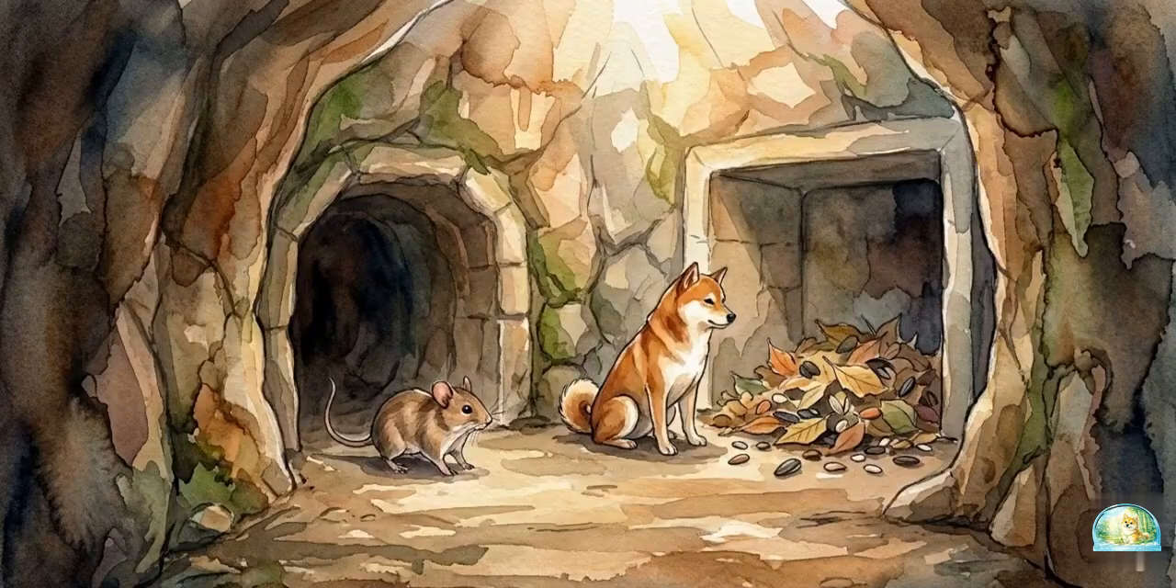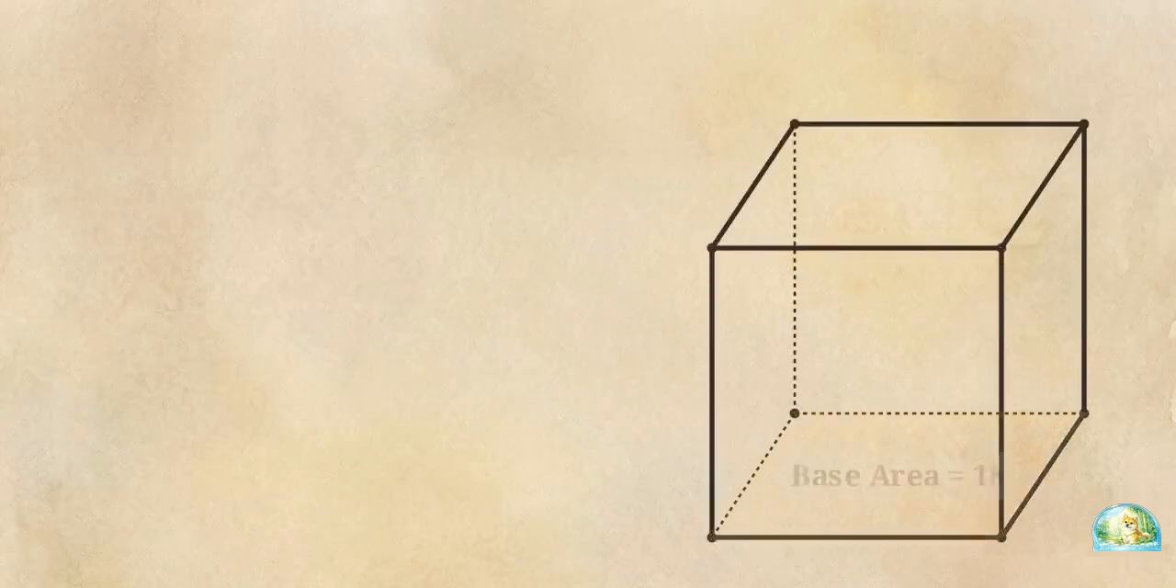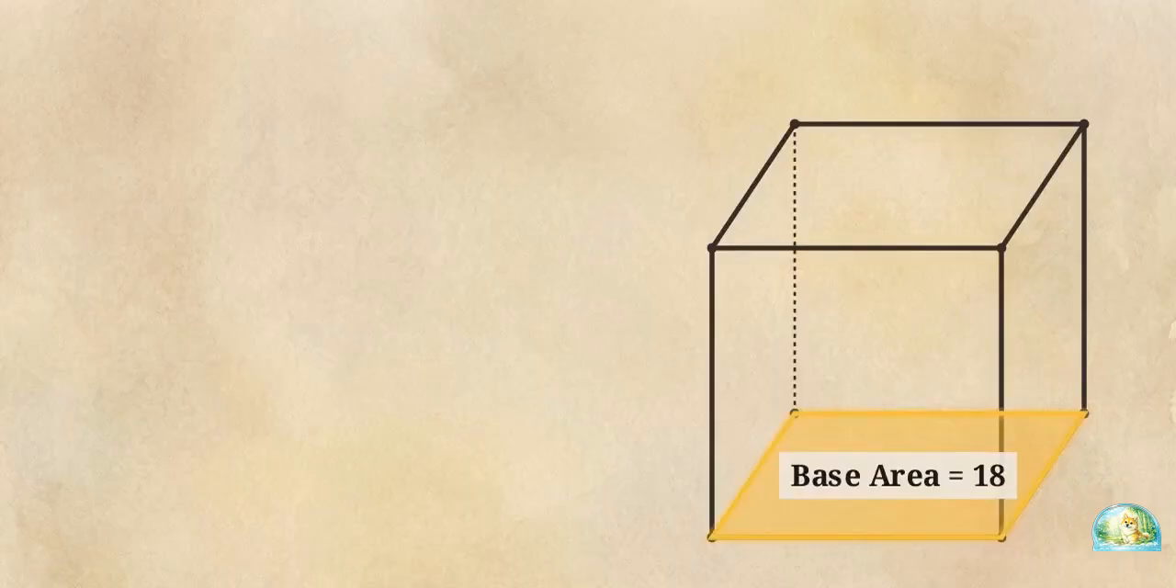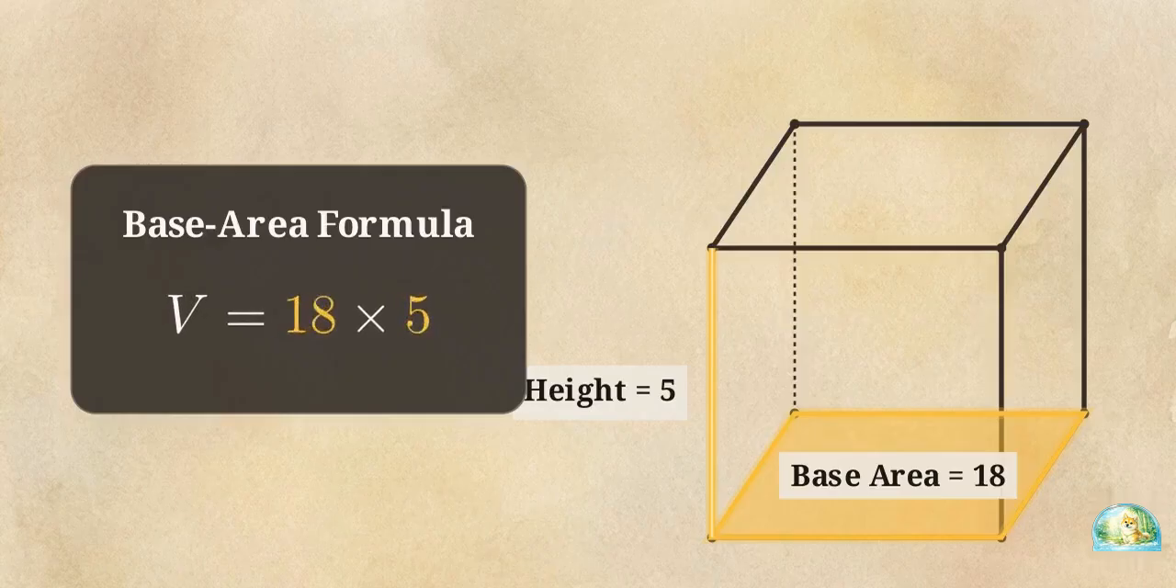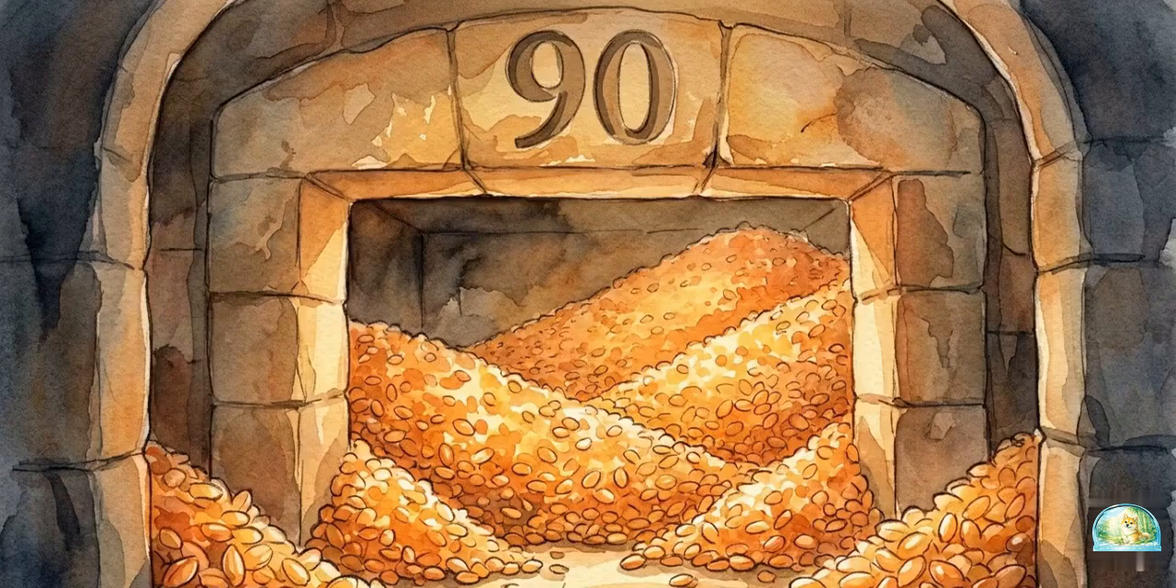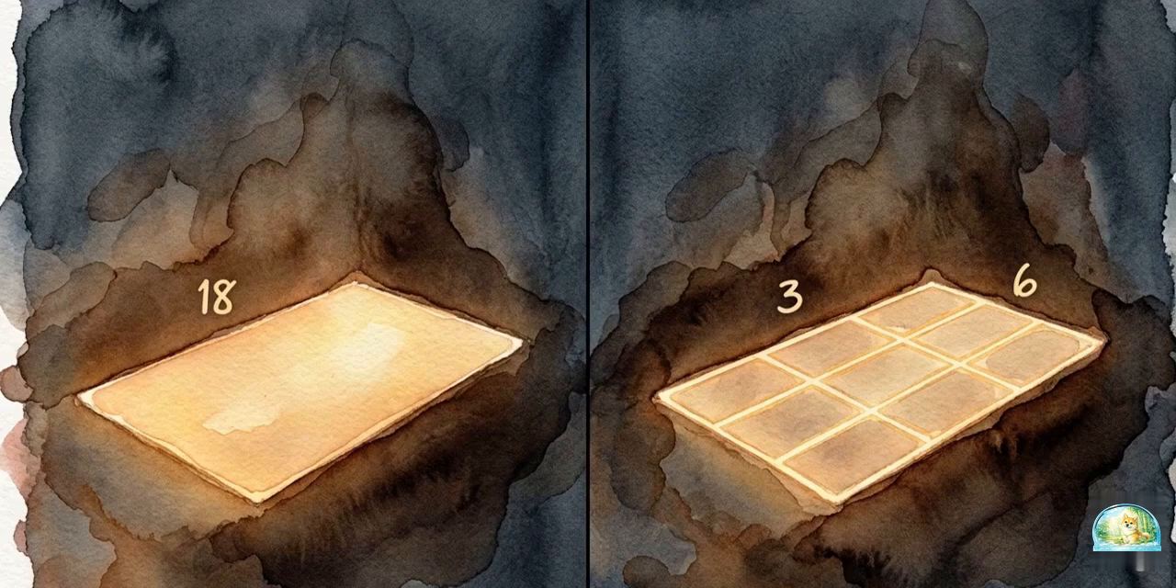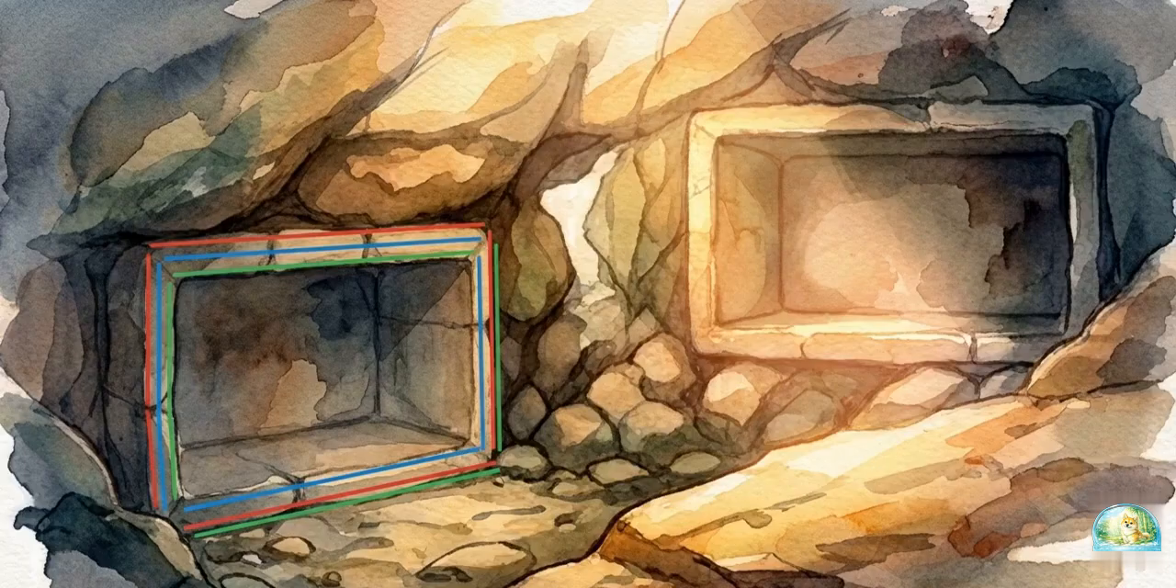Let's check Mossback's final room, the storeroom, to see another way to reach the same goal. In this room, the entire floor has a base area of 18, and the room rises to a height of 5 units. Applying the base area formula, we multiply the base of 18 by the height of 5. 18 multiplied by 5 equals 90 cubic units. Knowing a shape's total floor area lets you bypass calculating the length and width separately. It proves there are multiple ways to find the volume of a single part.